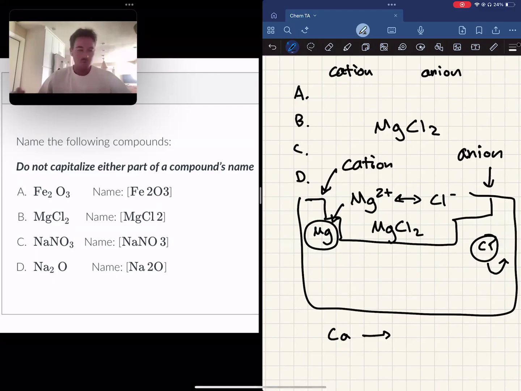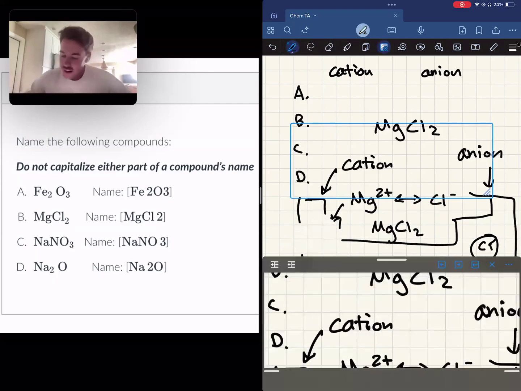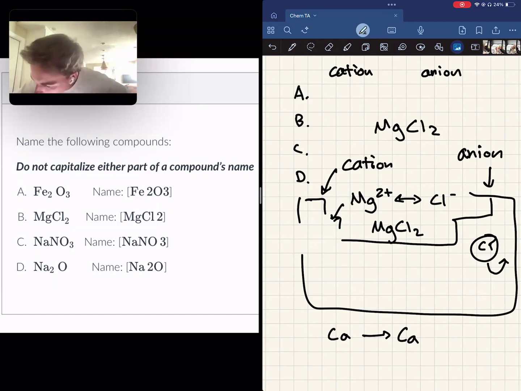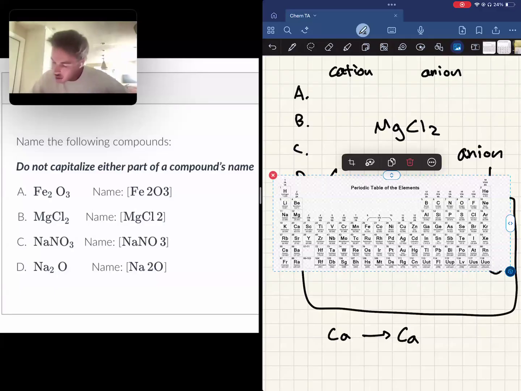So someone throw it in the chat. What would be the charge on calcium if it was ionized? I guess I should give you a periodic table. Let me hold it up here. Got one somewhere. Oh, this is terrible. Where are you? There he is.